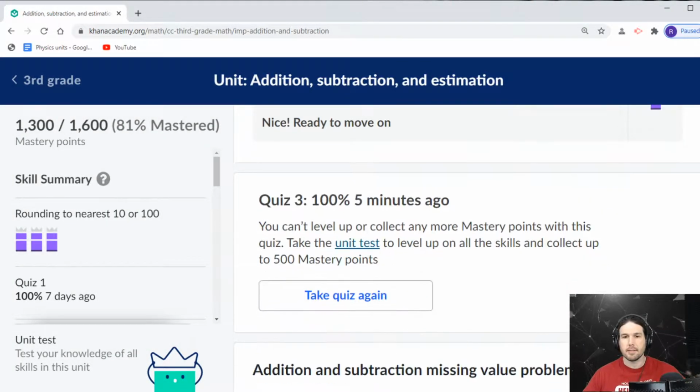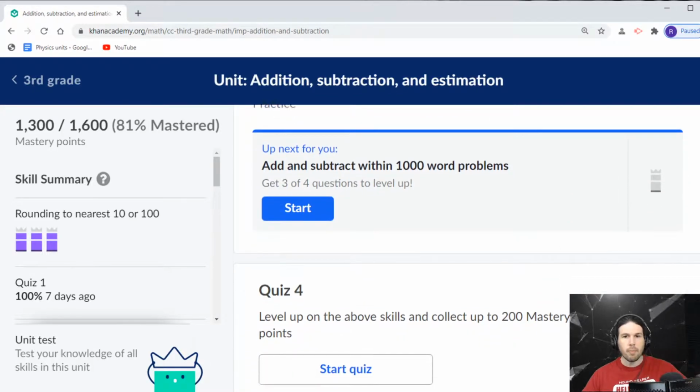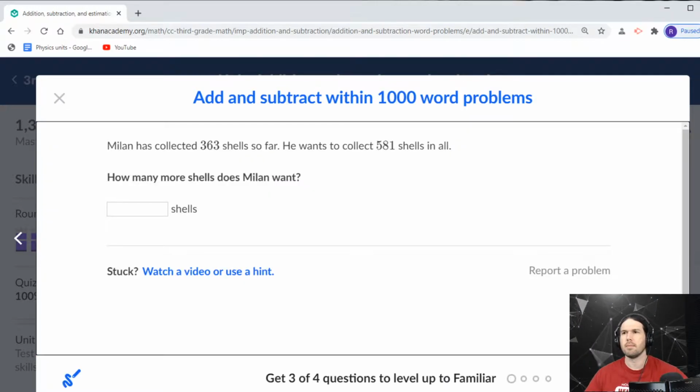What do we got next? Add and subtract within 1,000. It is the dreaded word problems. Let's go.